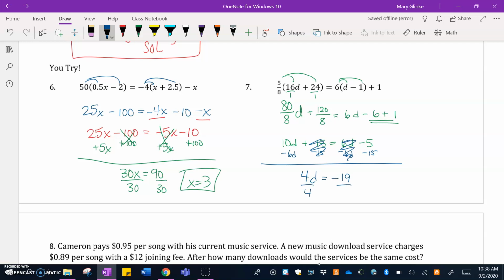And that's okay. Sometimes you're going to get really not terribly nice answers. You can just leave it as an improper fraction in its reduced form, so as reduced as possible. So that's the idea with solving equations with variables on both sides.